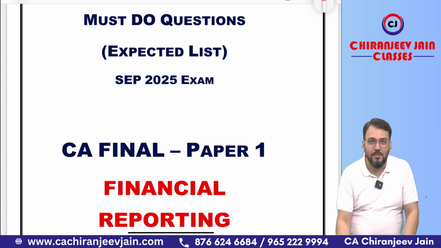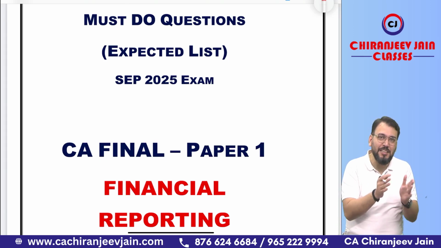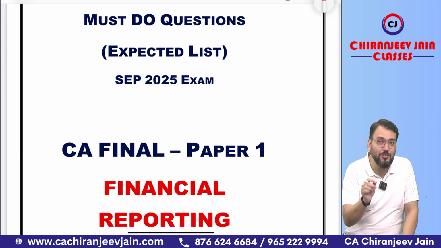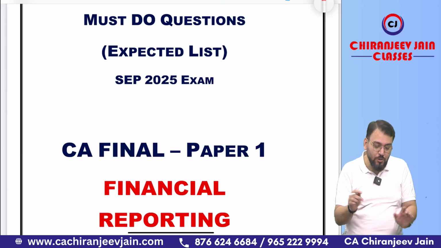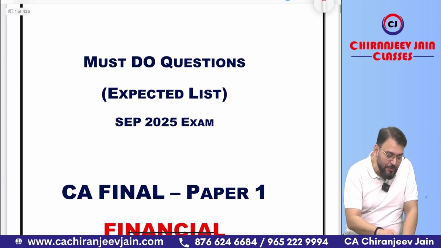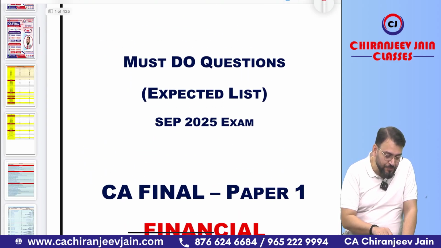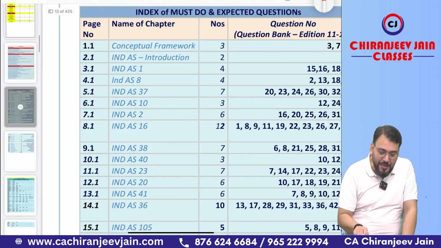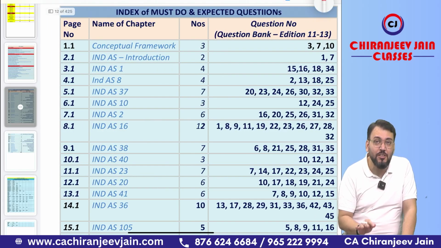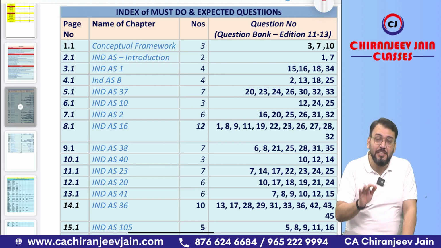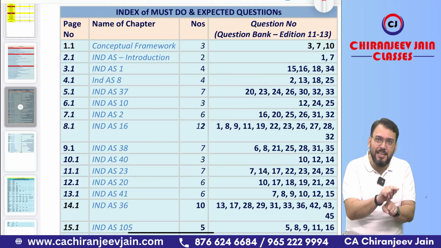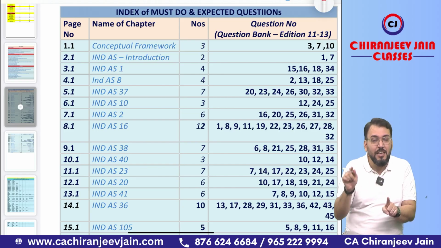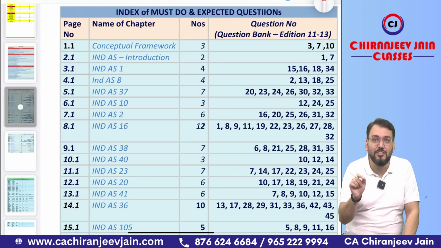Now let me inform you about the expected question list which will help you to score exemption in FR. You will find the expected questions in this PDF only. When you go to this page, you can see all the expected questions and must-do questions from the September 2025 exam listed here. It is listed chapter wise. So where will we get this PDF? You can download this PDF from my Telegram channel. The link of the Telegram channel is already given in the description of this video.